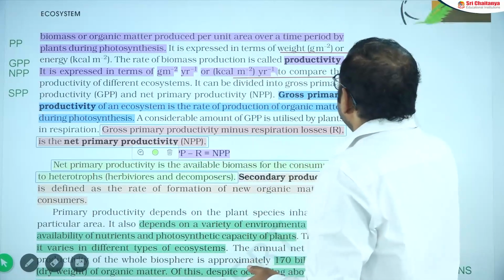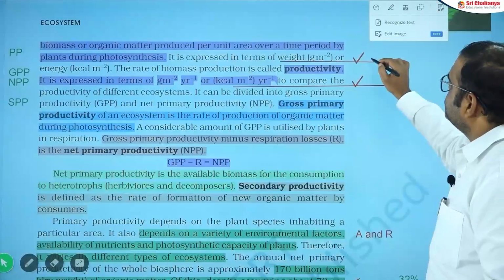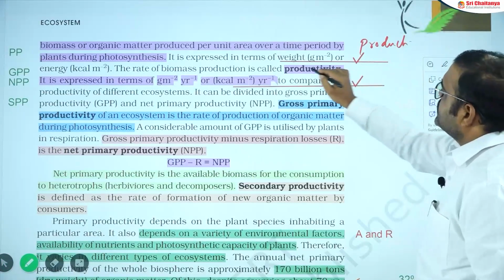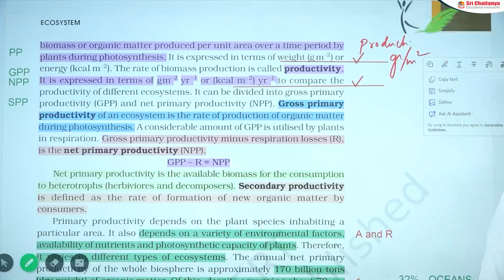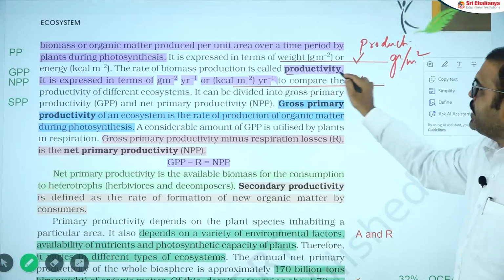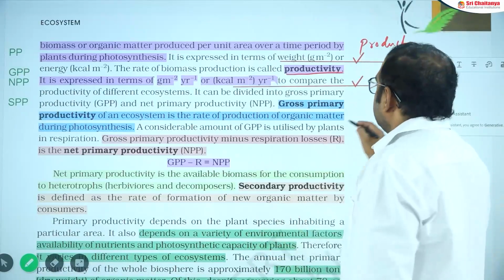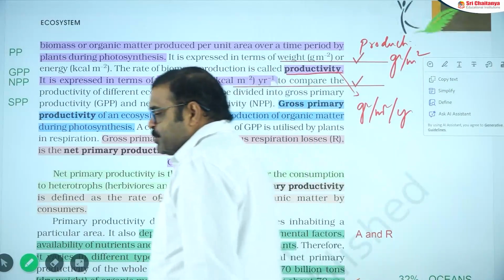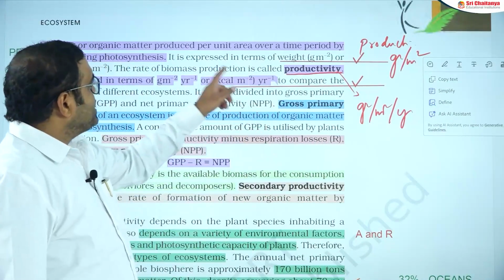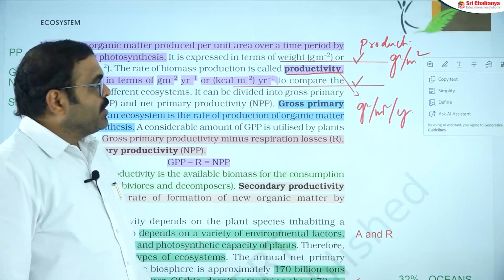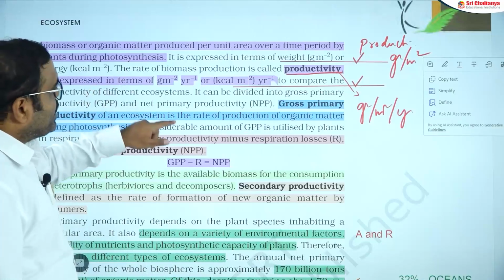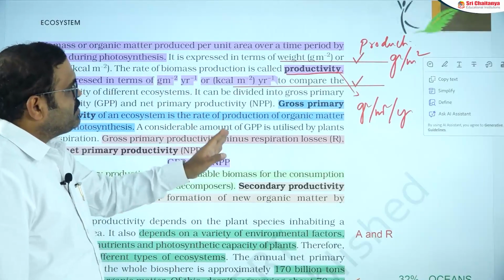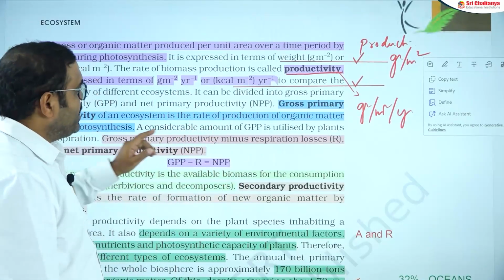Then productivity can be measured. Production is measured in grams per meter square. But productivity is a rate. Productivity means rate. This can be expressed as grams per meter square per year. That is, productivity is considered as a rate of biomass increase. The productivity can be measured in the form of kilocalories per meter square per year or grams per meter square per year. That is the measurement way, you need to know that.